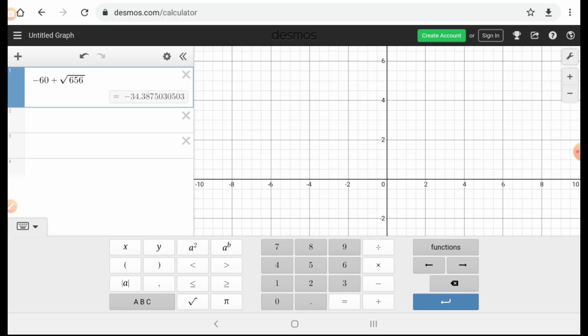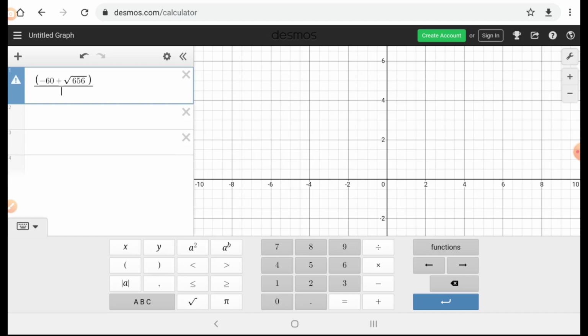And then we wanted 656. And let me see, how do I make this a fraction? Let's see. Oh, you know what I should do? I should put this in parentheses, because I want to divide all of that. So divide, hit the division. There we go. Divide by negative 32. Perfect. And there's my answer. All right, so I found the first one. So I found my first answer.